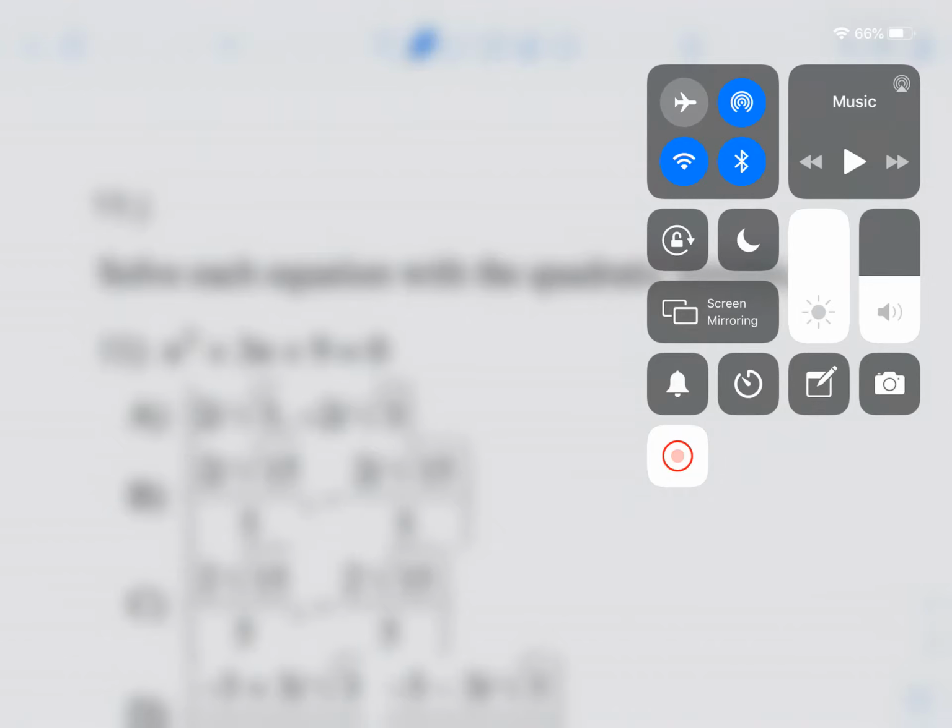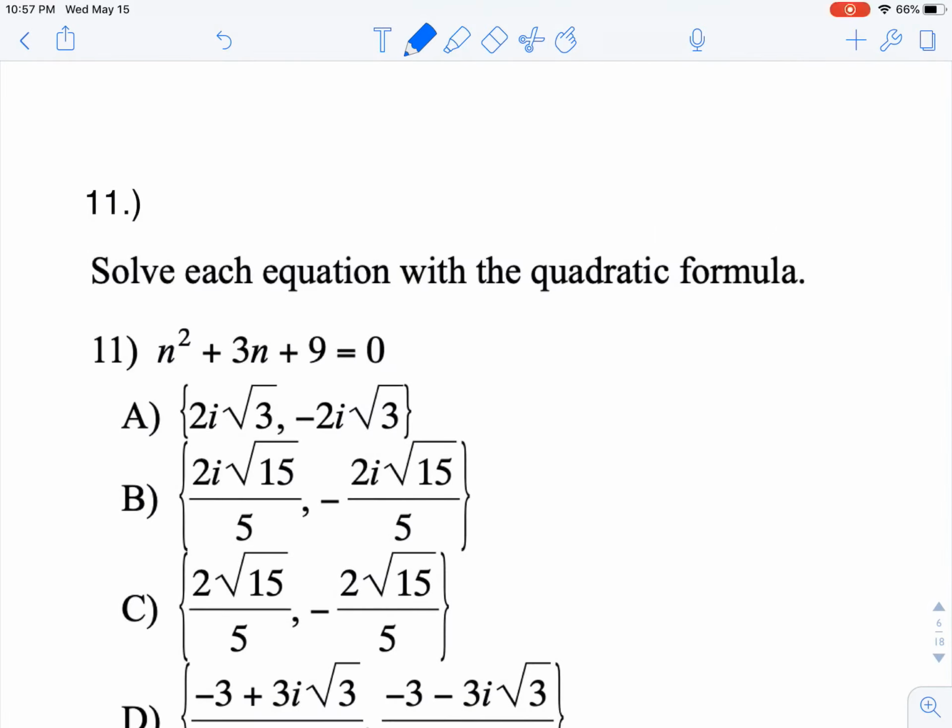All right, guys, this is video 2. So this is going to do the back side of the first page. So review. So this is doing problems 11 through 23.